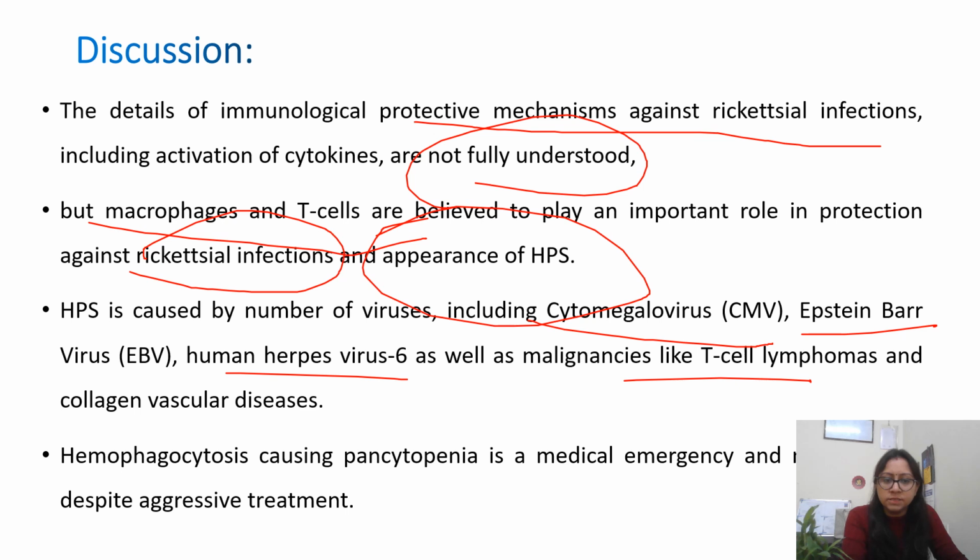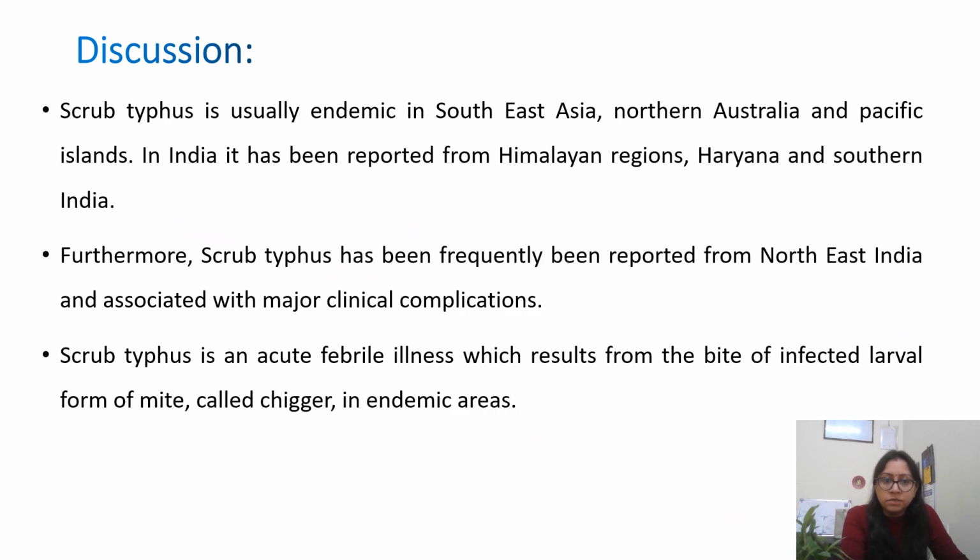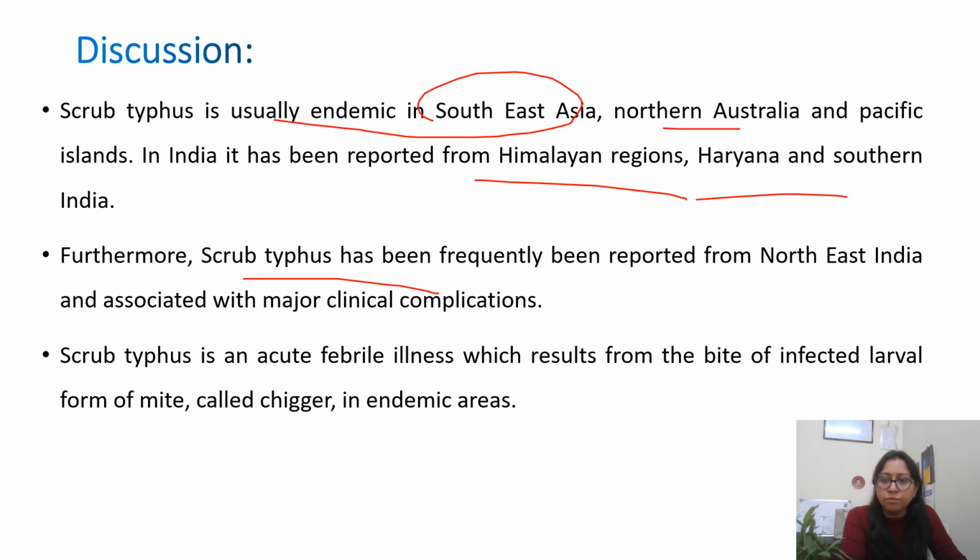So phagocytosis causing pancytopenia, this is a medical emergency and needs an aggressive treatment. So in association with scrub typhus. So scrub typhus, that is usually endemic in Southeast Asia, Northern Australia, Pacific Island. In India, cases have been reported from Himalayan region, Haryana and South India. Scrub typhus has frequently been reported from Northeast India also with major clinical complication.